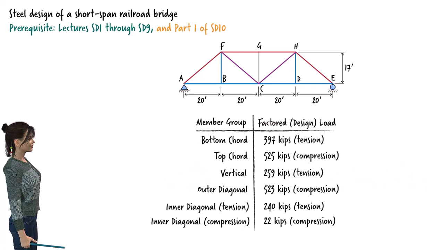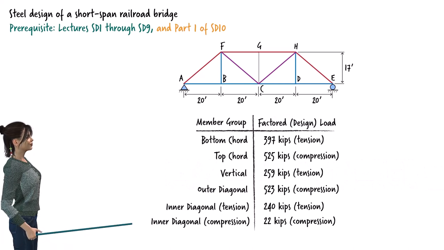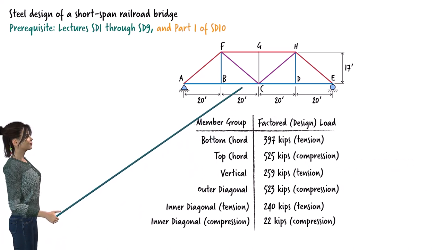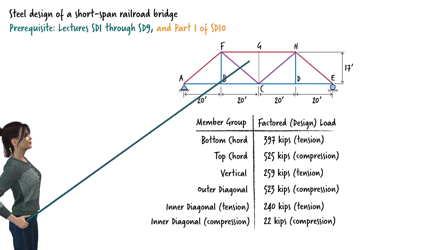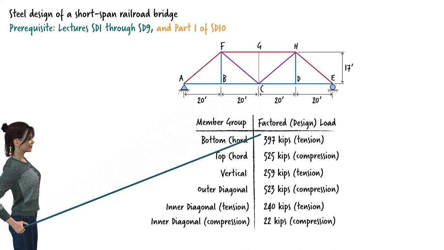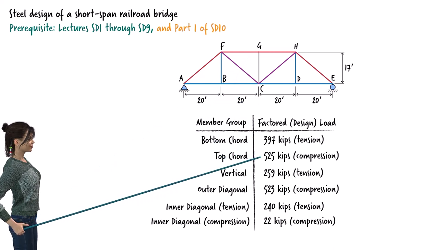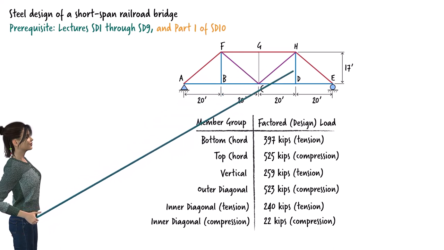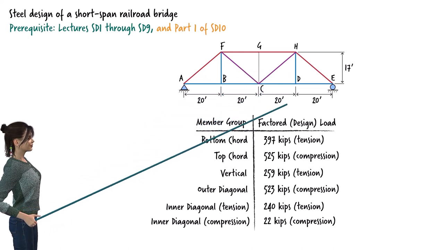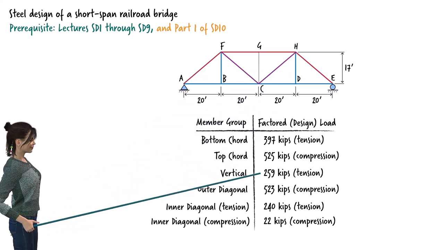Here is a summary of the analysis from the first part of the lecture. The bottom chord members are in tension. The maximum tensile force in these members is 397 kips. The top chord members are in compression, with a maximum force of 525 kips. These two vertical members are subjected to a maximum tensile force of 259 kips.